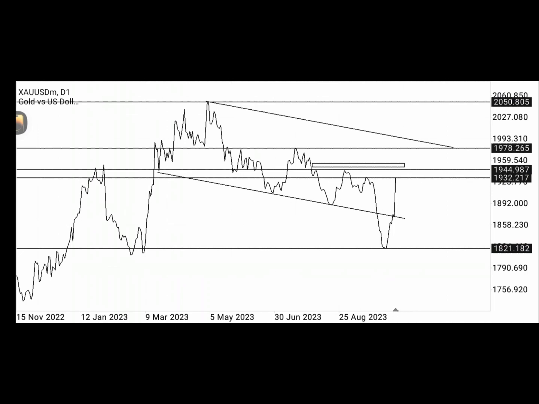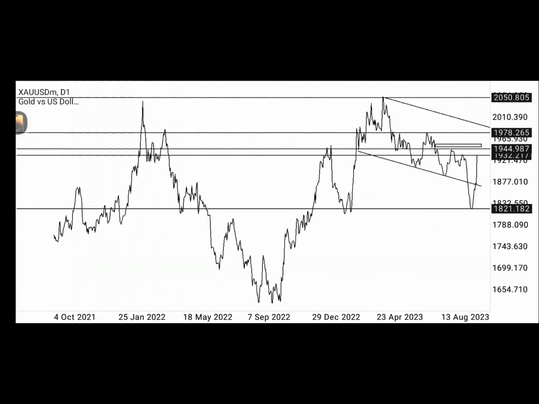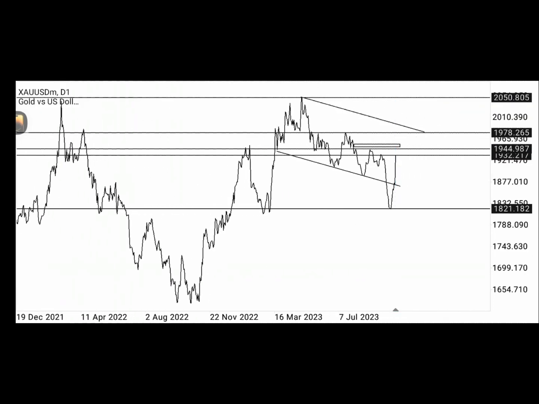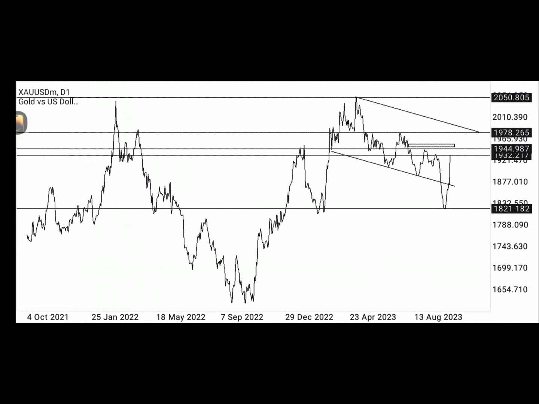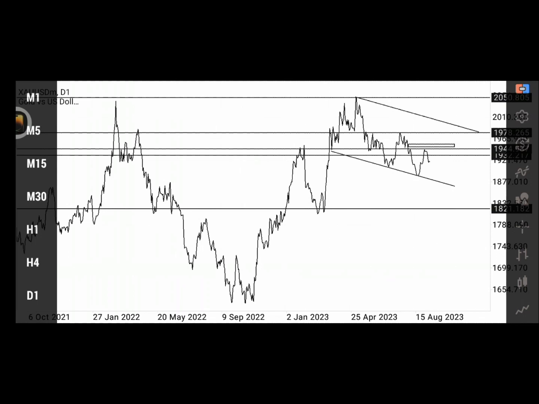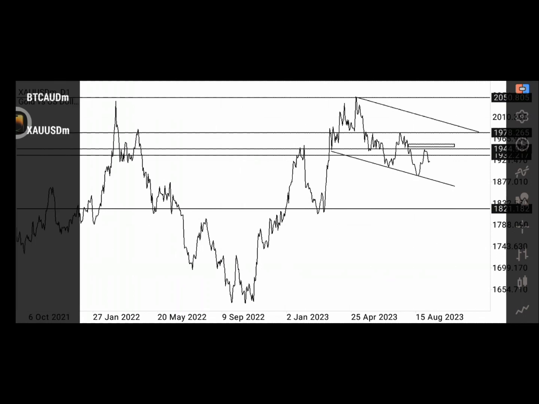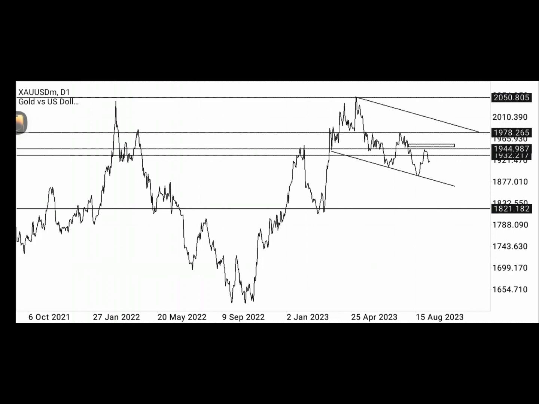Speculation, fundamentals, bullish, bullish, bullish, bullish. It's very strong. So the market sentiment is very strong on the bullish side. But should we not break that very important structure of 1978, then we can be looking to sell.